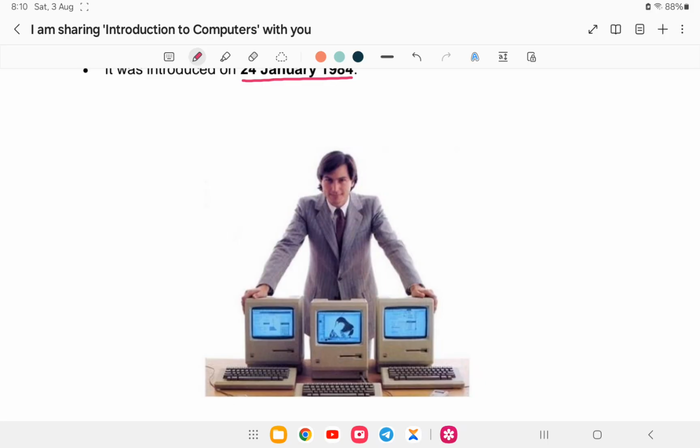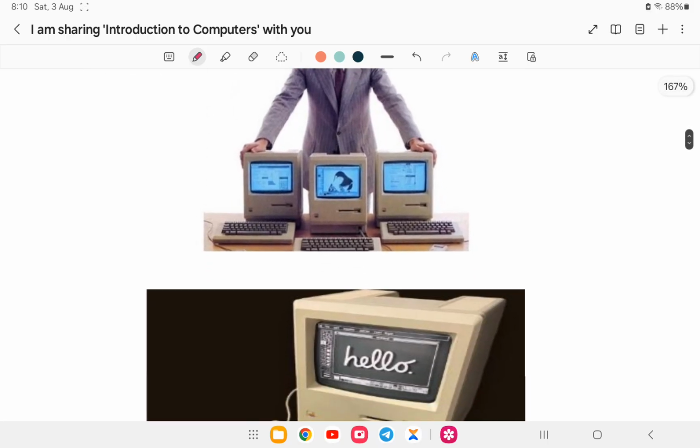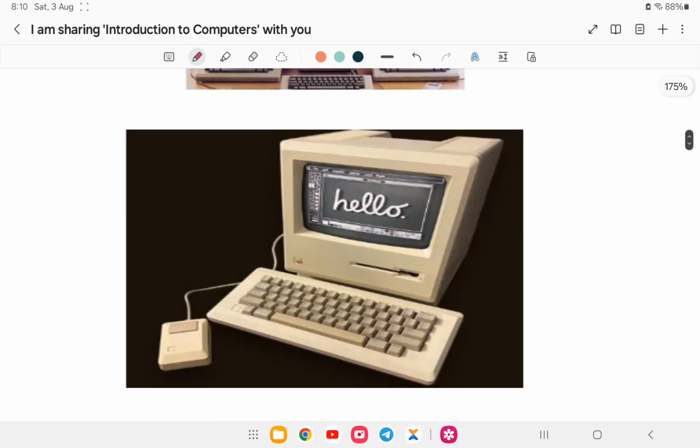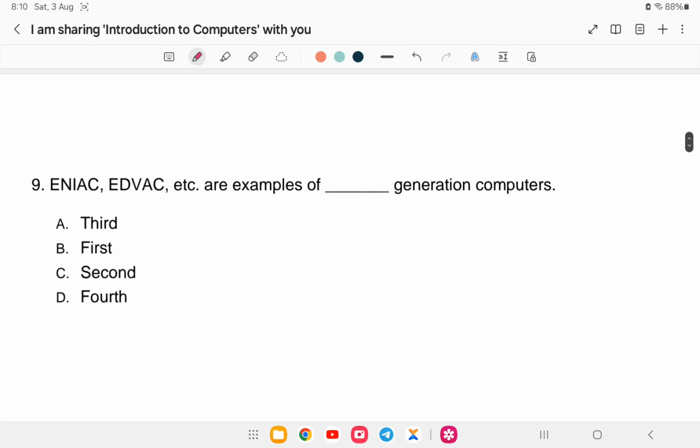So let us go to question number 9. ENIAC, EDVAC, etc. are examples of which generation of computers? Is it first, second, third, or fourth? The answer is, ENIAC is of the first generation of computers, option number B.